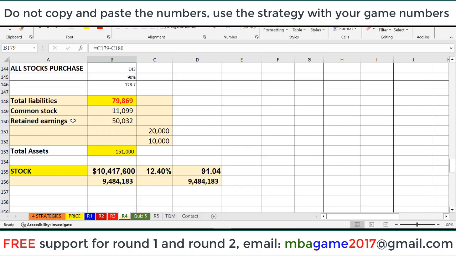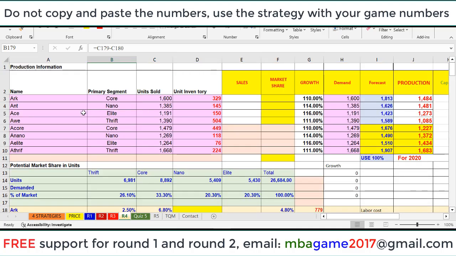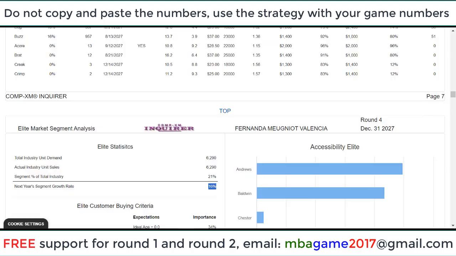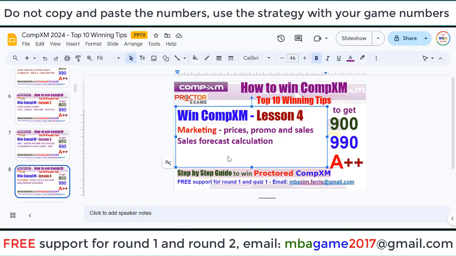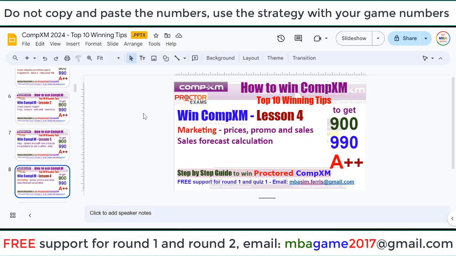I show you. You use the units you sold from last round and inventories here, multiply by the segment growth here, and then you get the sales forecast and production, right? So that's easy and simple to pass. Calculate that to pass CompXM, even the Proctor exam, which is okay for you to get the top result. So that's lesson 4, marketing, prices, promotion and sales forecast calculation.